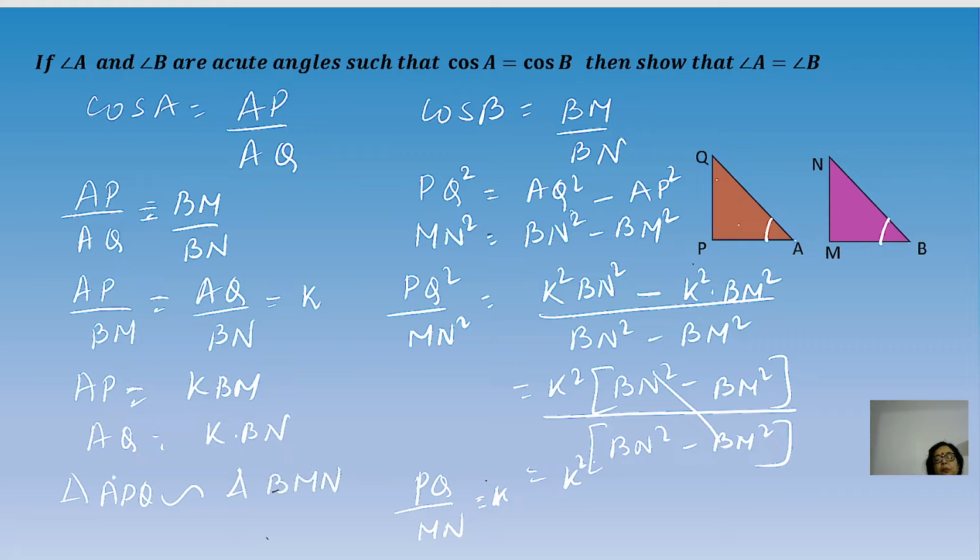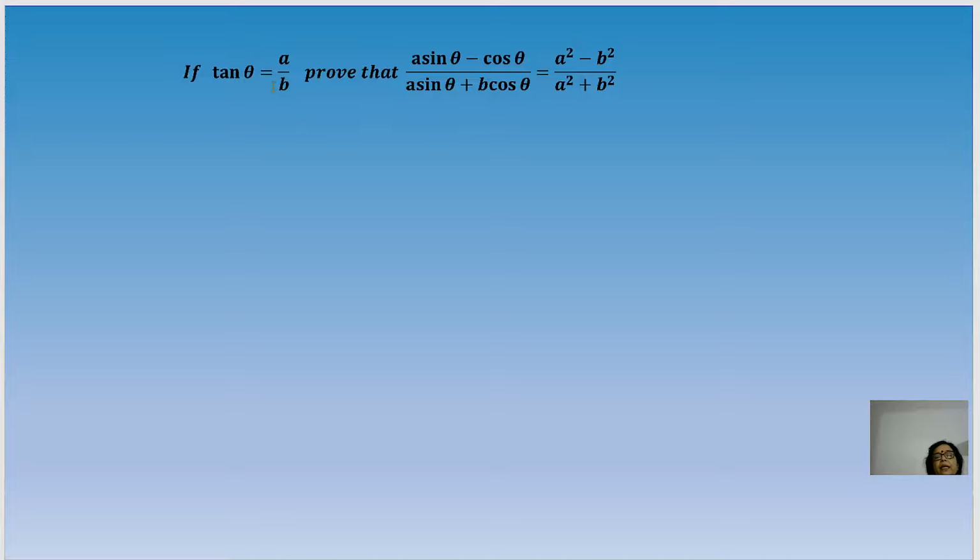So now the corresponding angles, angle A and angle B. Angle A is equal to angle B. So that is how this has to be done. Now let's take another question over.